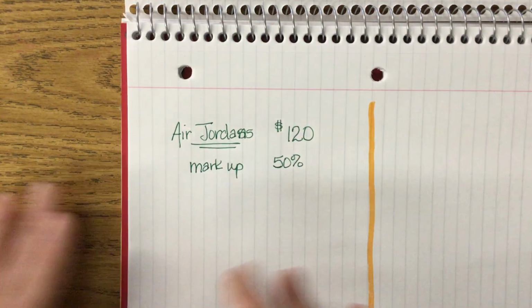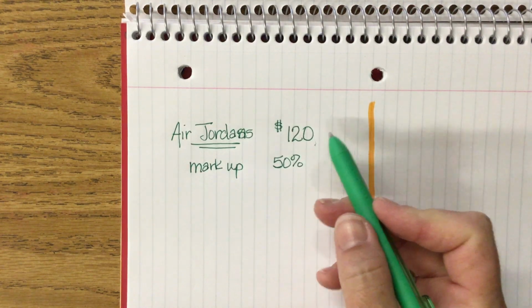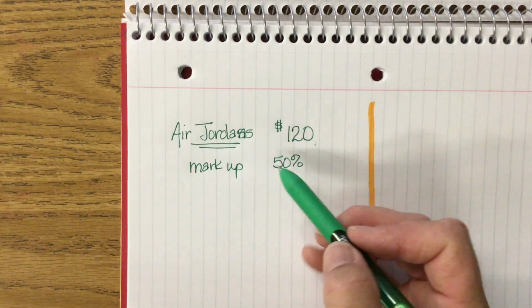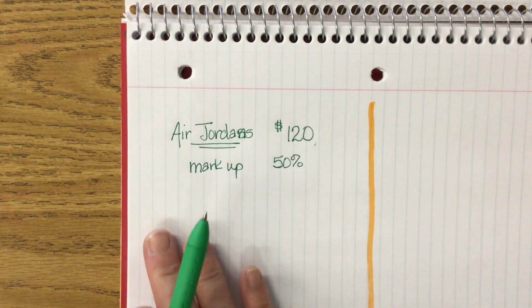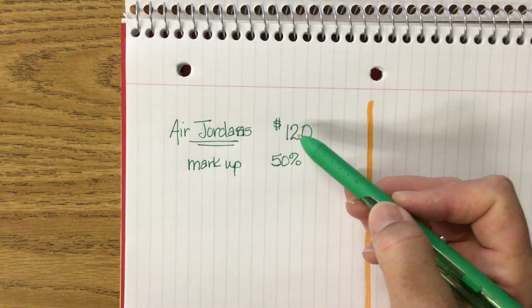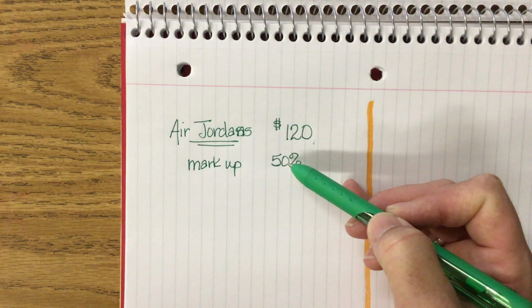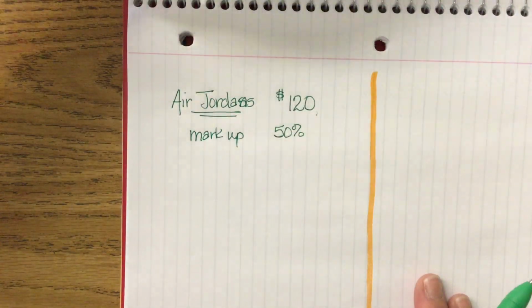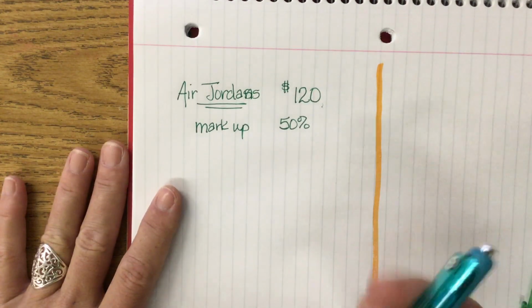So a lot of you are doing it in your head. Well, 50% of 120 is 60, so I'm going to add 60 to the 120. Some of you are doing that, but what we're going to do is use the tic-tac-toe strategy, because sometimes those numbers are not as easy as this 50%. So go ahead and draw your tic-tac-toe board.